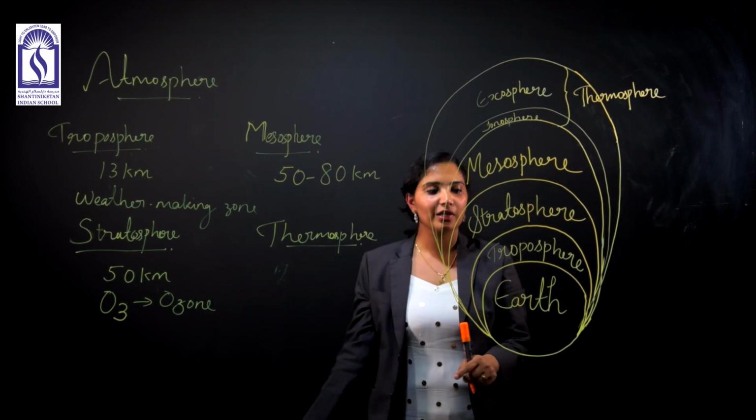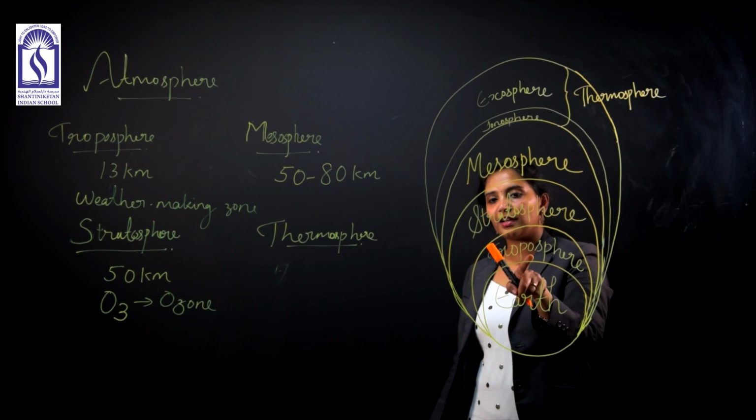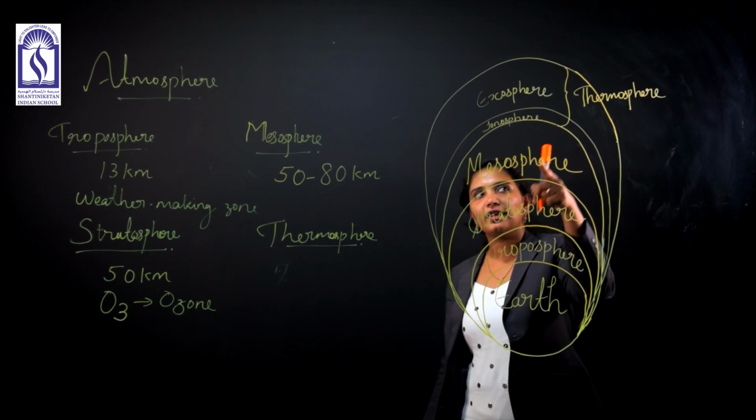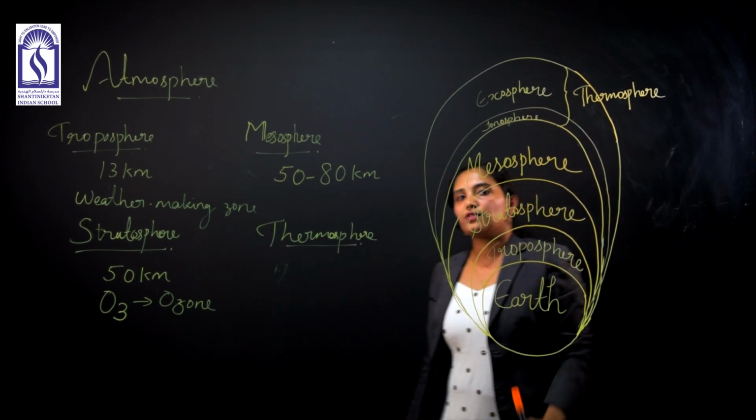I just want to conclude by repeating all the layers. The troposphere is the lowest layer, and then stratosphere, mesosphere, and then thermosphere, which has two divisions, ionosphere and exosphere.